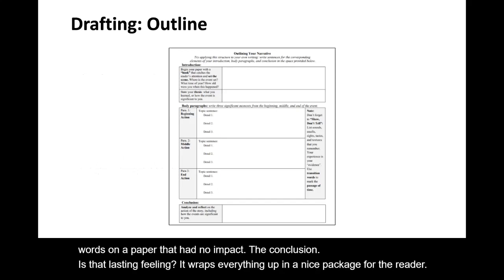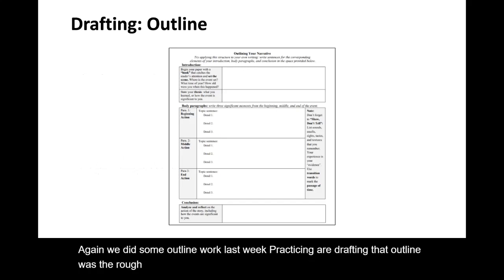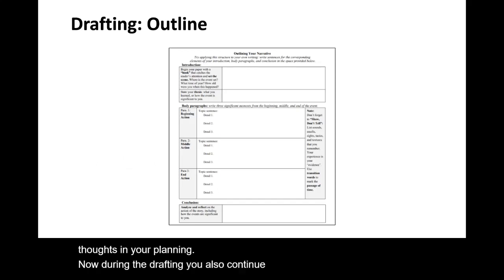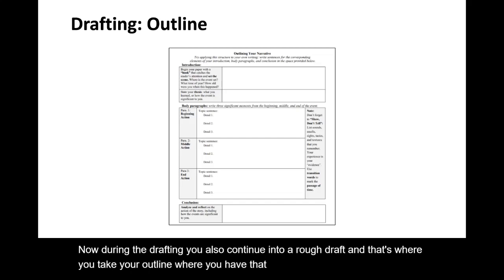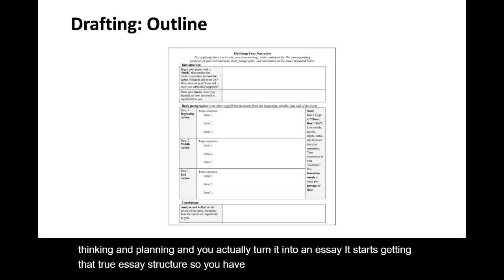Again, we did some outline work last week, practicing our drafting. The outline was the rough start to your essay. It was kind of giving you a visual of your thoughts and your planning. Now, during the drafting, you also continue into a rough draft. And that's where you take your outline, where you have that rough visual of what you were thinking and planning, and you actually turn it into an essay. It starts getting that true essay structure. So you have your introduction, your thesis, full body paragraphs, and a conclusion.